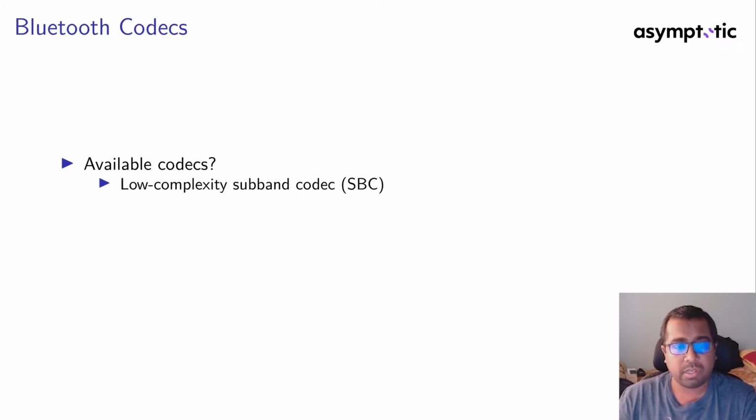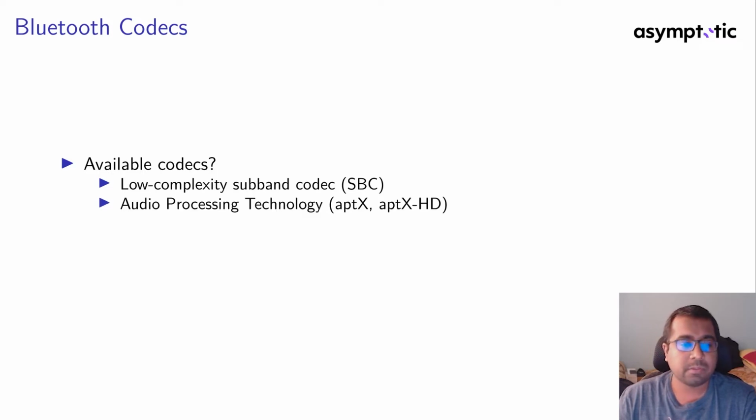So the first one is the low complexity subband codec or SBC. Now this is the codec which is mandatory for the A2DP profile. So any device which supports A2DP profile must have support for SBC. Then we also have a few other optional codecs.